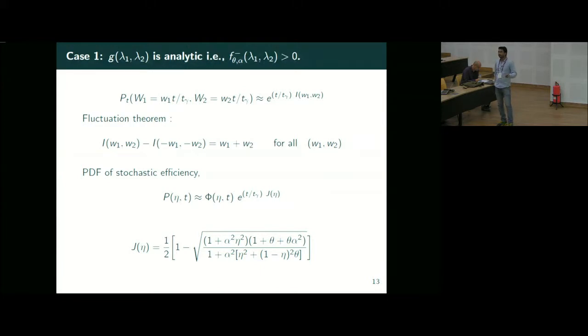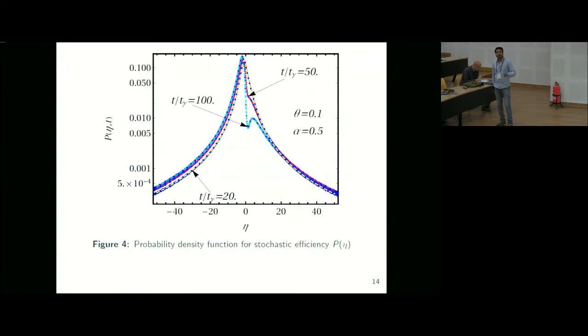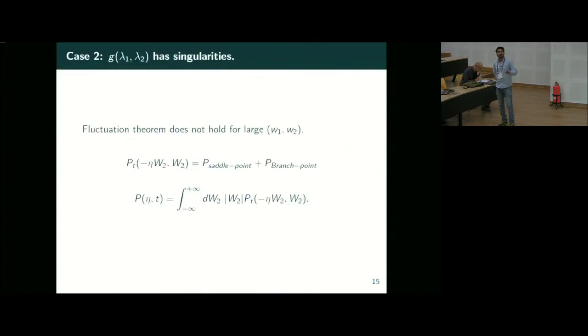So this means the large deviation function depends upon the system and what kind of driving I am using. So I am plotting this distribution with the simulation. The blue points are the simulation, and the dashed line is the analytical curve. So they fit exactly onto each other. Okay. So what about this?